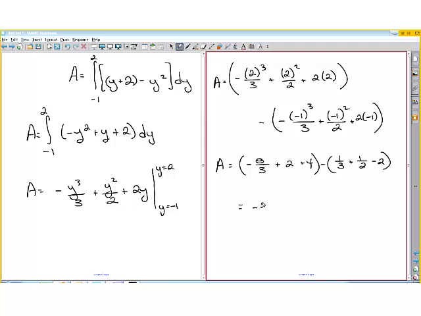Okay, I'm going to remove the parentheses. And let's go ahead and add those two together. So we get 2 plus 4 is 6. Then we'll have the negative sign. So we have -1/3, minus 1/2, plus 2.